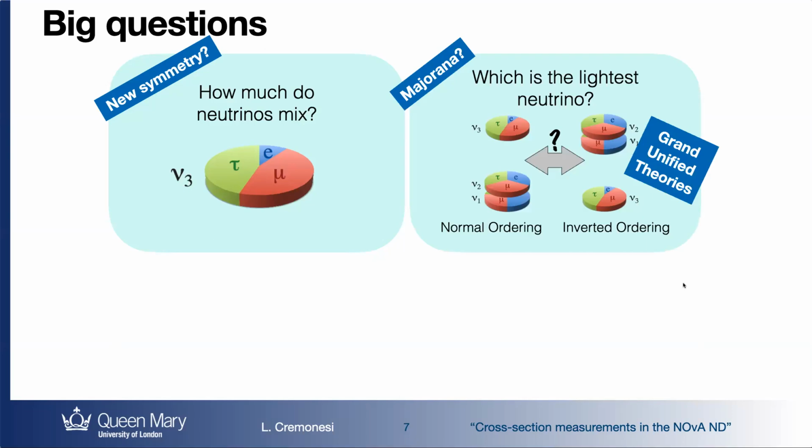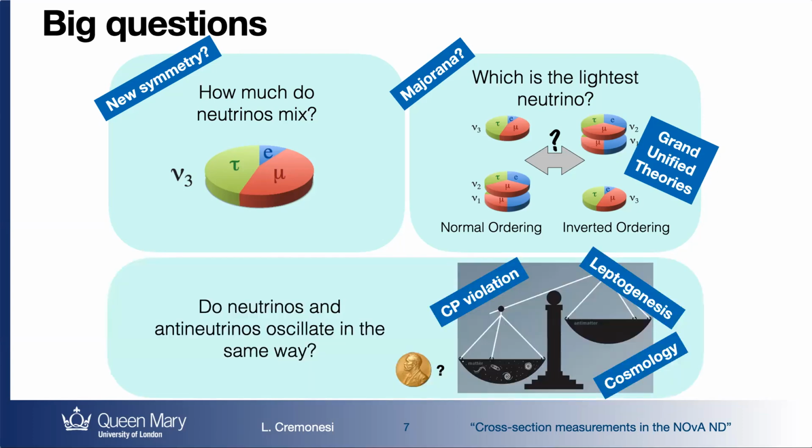Another thing that we can look into is the neutrino mass ordering. Neutrino oscillations happen because the neutrino mass eigenstates are not the same as the neutrino flavor eigenstates. So we have three neutrino masses, but we don't know which one is the lightest. And knowing which is the lightest neutrino can give us very interesting information. It can be linked to grand unified theories, or it can also give us some additional insights into the nature of neutrinos, on whether neutrinos are Majorana particles, so their own antiparticle.